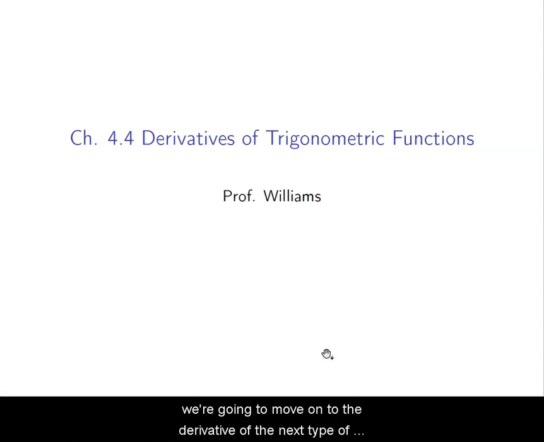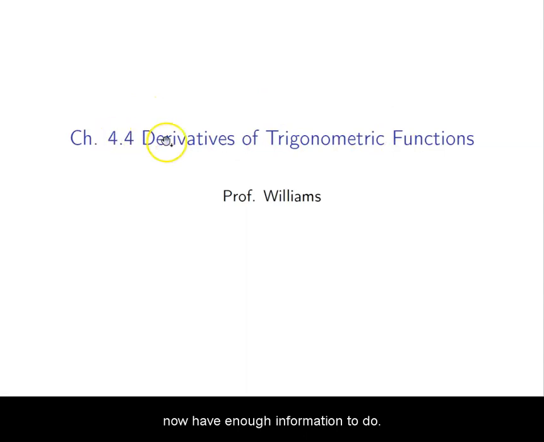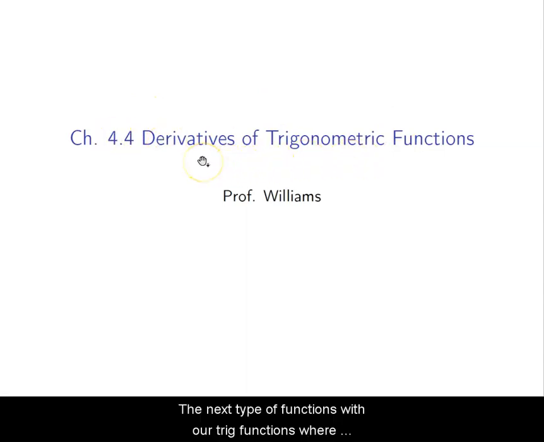We're going to move on to the derivatives of the next type of functions. So we've covered polynomials, we've covered exponentials, and now we're going to cover trig functions. In between those, we covered the product rule and the quotient rule. So we now have enough information to do the next type of functions, which are trig functions, where we will end up using some of the quotient rule in order to derive some of the formulas that we're going to use for these.